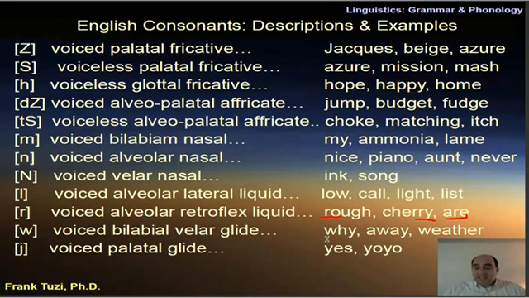A glide is the Y or the W, away, Y, right? It's the W. Here, the last one, the voiced palatal glide is the Y. Yes, and yo-yo, it's a glide because it goes from yeah, yes, right? So it's a glide.